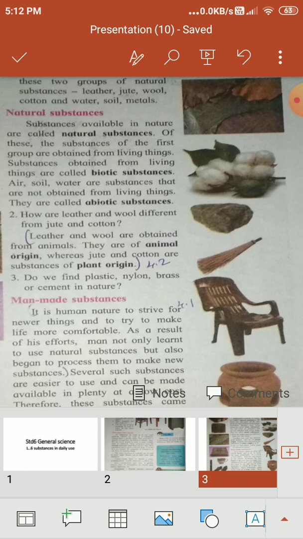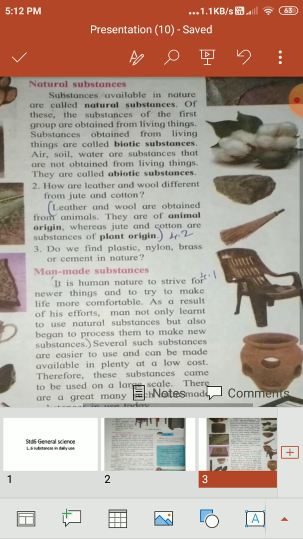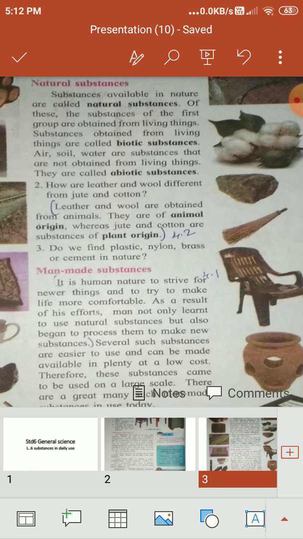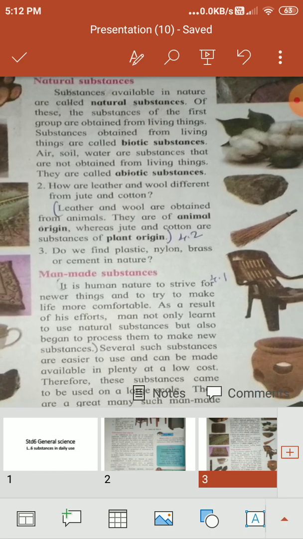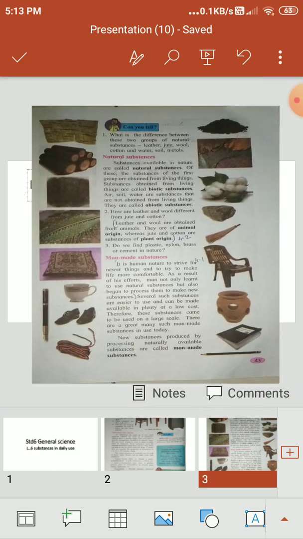That means substances are biotic and abiotic products. Biotic products we get from plants and animals. Abiotic products are substances that cannot be obtained from living things. Now animal products are leather and wool. We get leather from camel, tiger, and snake skin. Wool we get from sheep and yak for making sweaters and woolen products, etc.